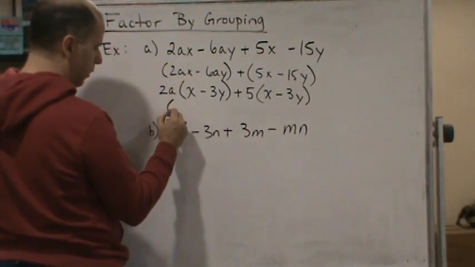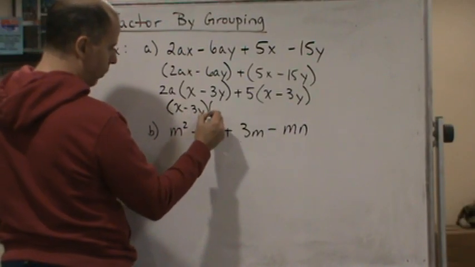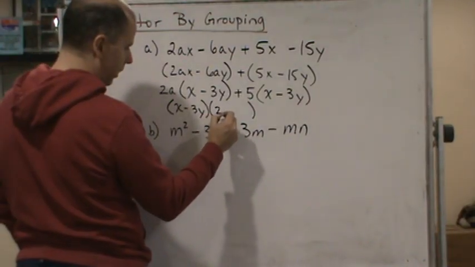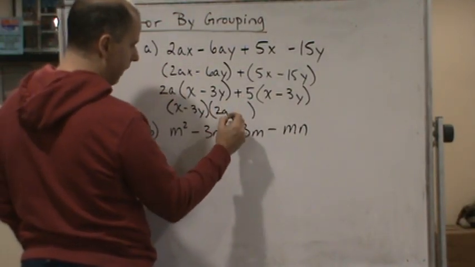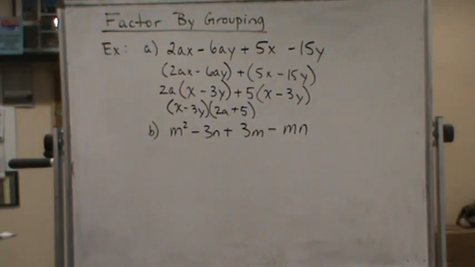Now what we're going to do is factor out this factor. So I'm going to factor out the x minus 3y. Now, what's left over? Well, the 2a will be left behind plus 5. And so now it's in completely factored form. And that is factoring by grouping.